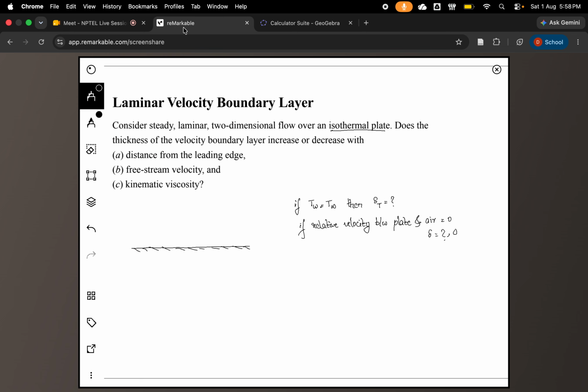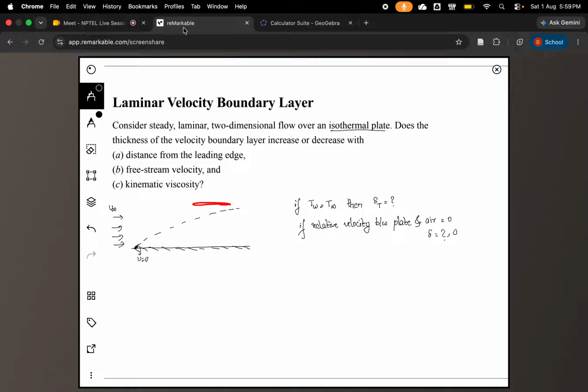If both the free stream as well as the plate have the same temperature, then the thermal boundary layer thickness will also be 0. So only when we have a difference here, for example, the air that is flowing here has a certain velocity which is different from the velocity that it is going to encounter at the wall. Whenever the fluid reaches the wall, because of the no slip condition, the velocity there has to become 0. So the air particles here need to know that there is a wall here. That is where this boundary layer thickness comes.